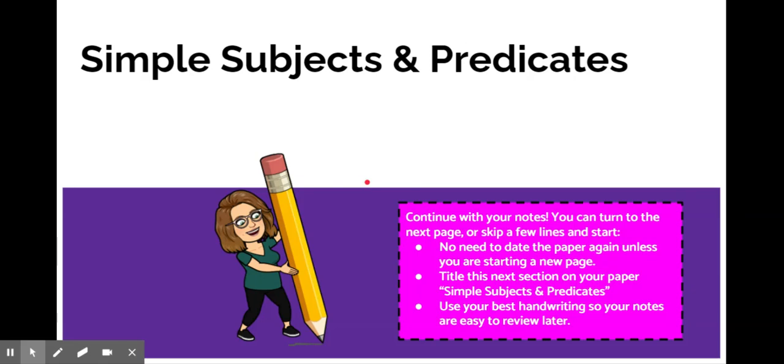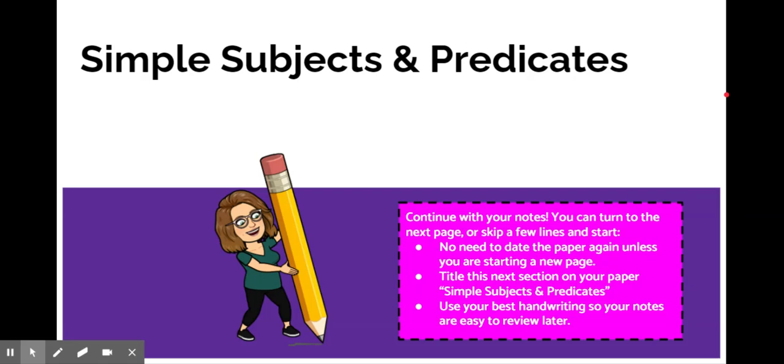Okay. So you can either turn to a new page in your binder or notebook, or you can just skip down a few lines and start the new title, Simple Subjects and Predicates. I suggest underlining it so it stands out a little bit more. If you're starting a new page, make sure you date it with today's date. And then use your best handwriting so your notes are easy to review later.